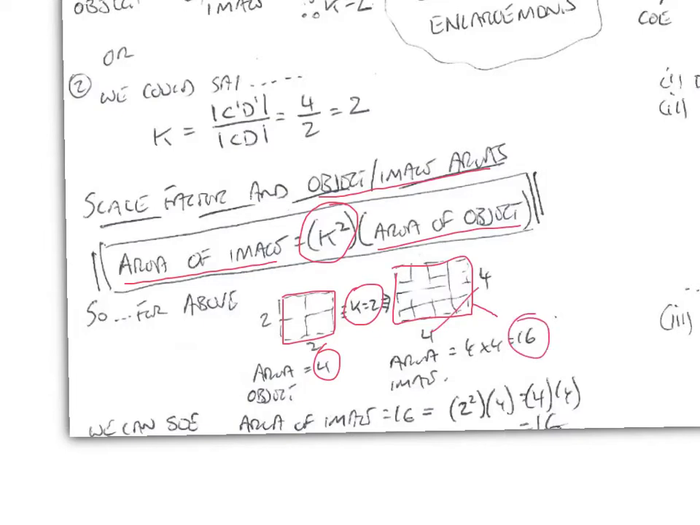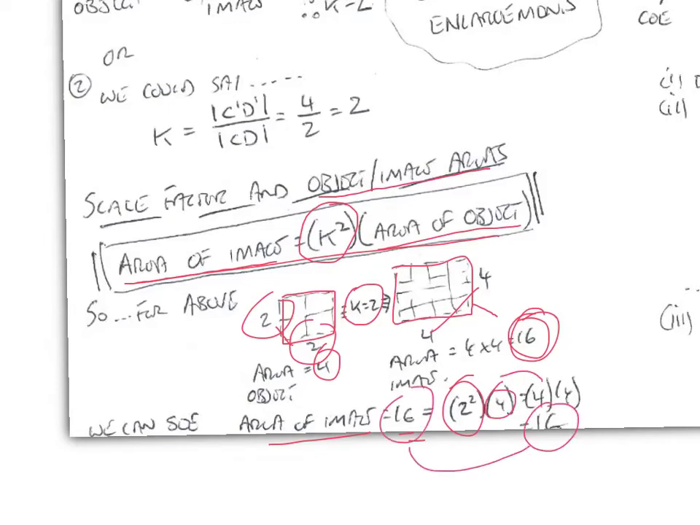And we can check using our formula here. The area of the image, that's 16, is equal to the scale factor squared, 2 squared, times the area of the object, which is 2 by 2, and that's 4. So that gives us 4 times 4, that's 16, and this is 16, so that proves that this formula holds true and that we can use it in future examples.